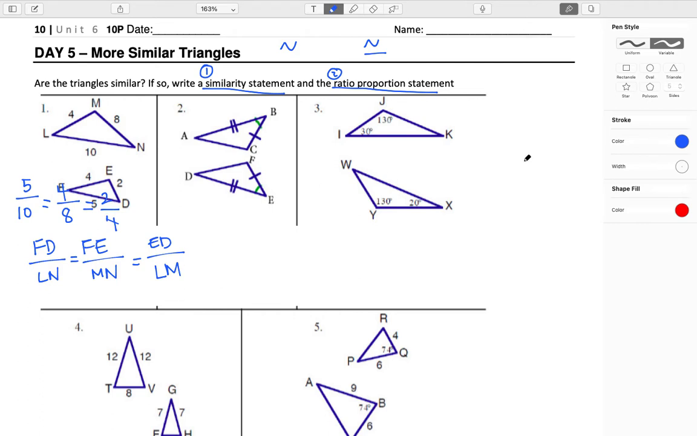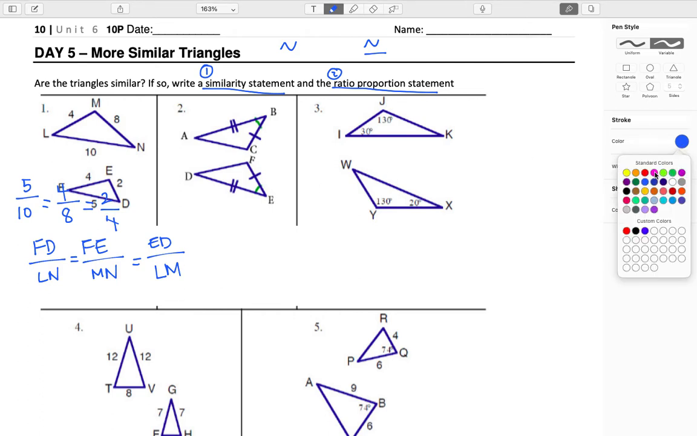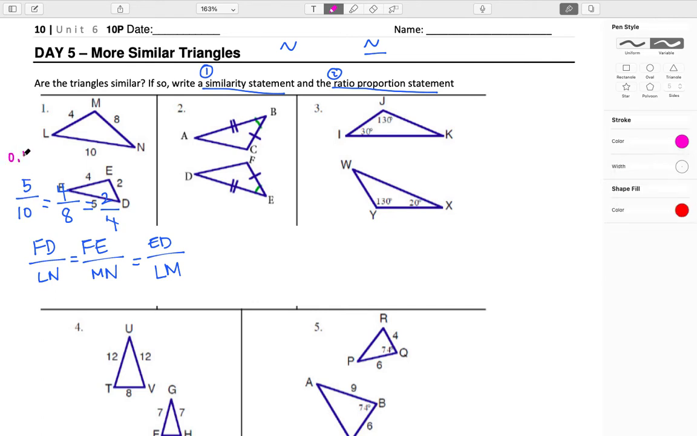Okay, now let's double check if the proportionality is the same. 5 divided by 10 is 0.5. And 4 divided by 8 is also 0.5. And 2 divided by 4 is also 0.5. The proportionality constant is the same.